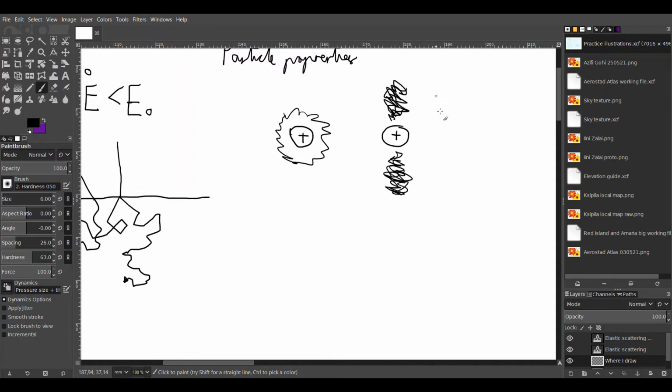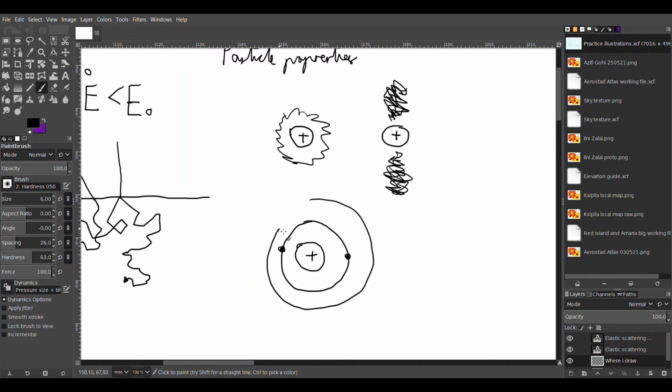Because this can quickly get unwieldy, I use Bohr's slightly inaccurate models to explain things. Just so you know that this is slightly inaccurate, but good for illustrating stuff. 1, 2, 3, 4, 5, 6, 7, 8. So it kind of looks like this.